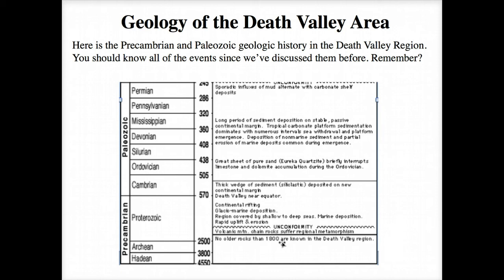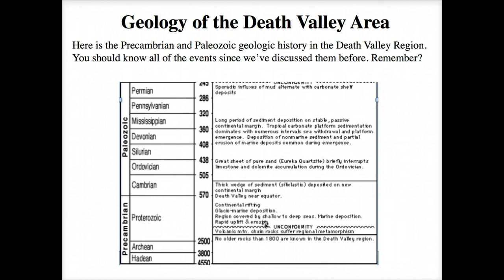Those are metamorphic rocks and igneous rocks. And then on top of them, in the Proterozoic part of the Precambrian, we have sedimentary rocks. And those are the same as the sedimentary rocks in the Grand Canyon that were tilted, right? Tilted is part of that rifting event.